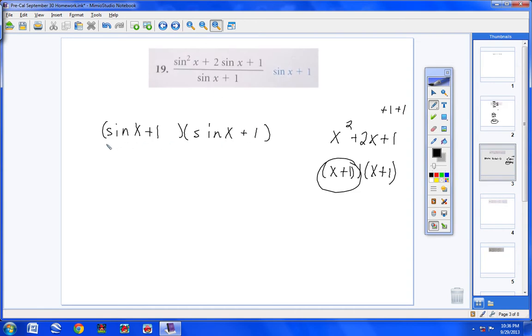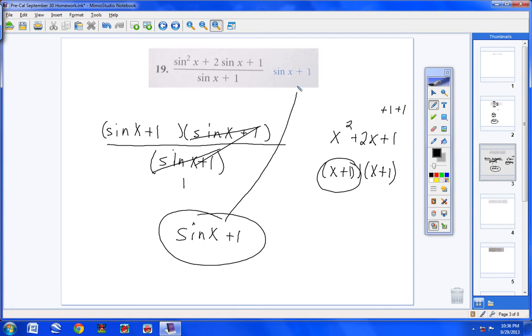And of course the denominator hasn't changed. That's still sine x plus 1. But notice you can put parentheses around the denominator like this, and now you have a whole group canceling with a whole group, and so you're left with sine x plus 1 all over 1, which is just sine x plus 1. And that's what you're trying to get right here. So again, not too bad. They're starting off kind of easy on you. Let's take a look at number 21.